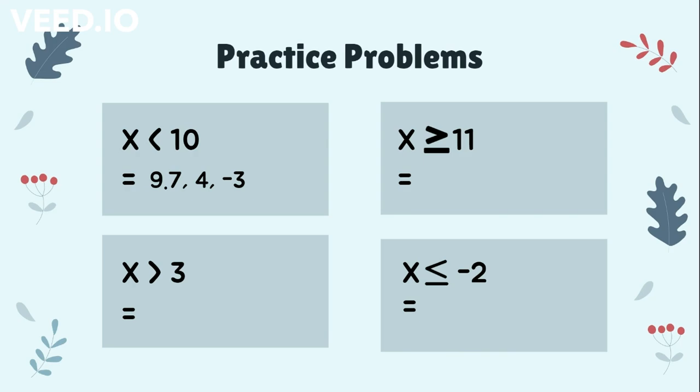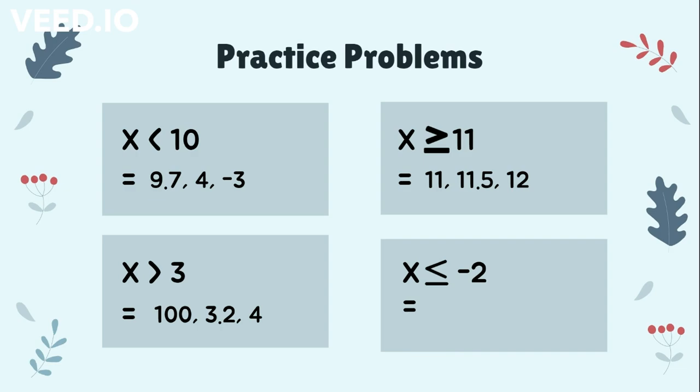Now the second question is x is greater than 3. The answers that I got are 100, 3.2, and 4. Your answers may be different depending on which numbers you chose, but as long as it fits that x is greater than 3, then your answer is correct. The third question is x is greater than or equal to 11. So then that means that 11 can also work because x can be equal to 11 as well. And 11.5 would work and 12 would work as well.